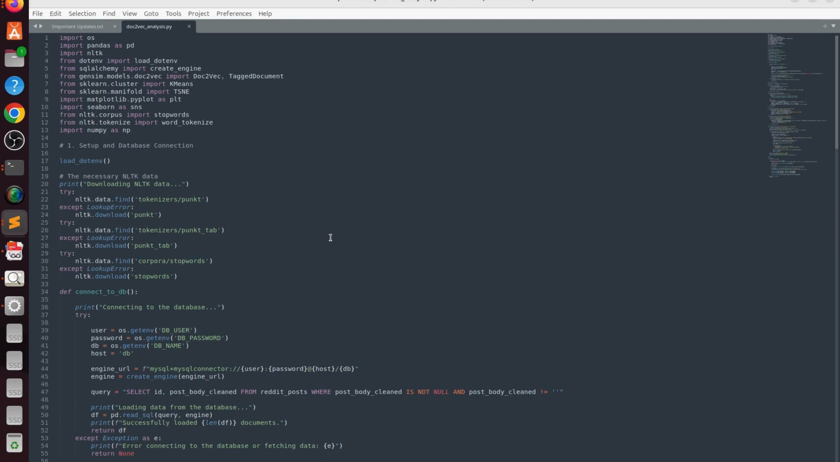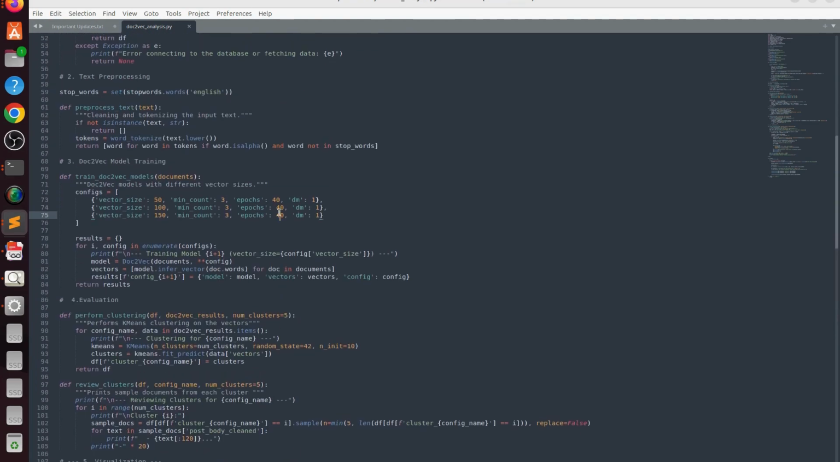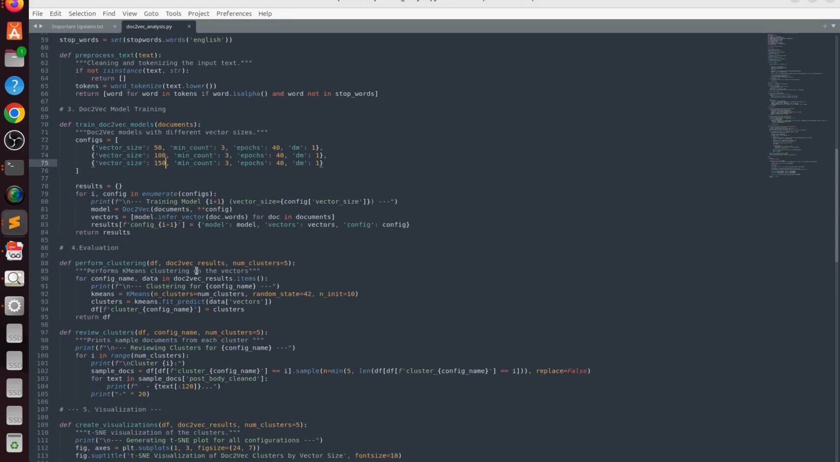Once we had that data, we used doc2vec to convert each post into a numerical vector, or an embedding. We did this 3 separate times to create 3 distinct models, with the primary difference being the vector size. One model with 50 dimensions, the other with 100, and the third one with 150. Once we had these 3 sets of embeddings, we used a simple clustering algorithm to group the posts based on their vector similarity.